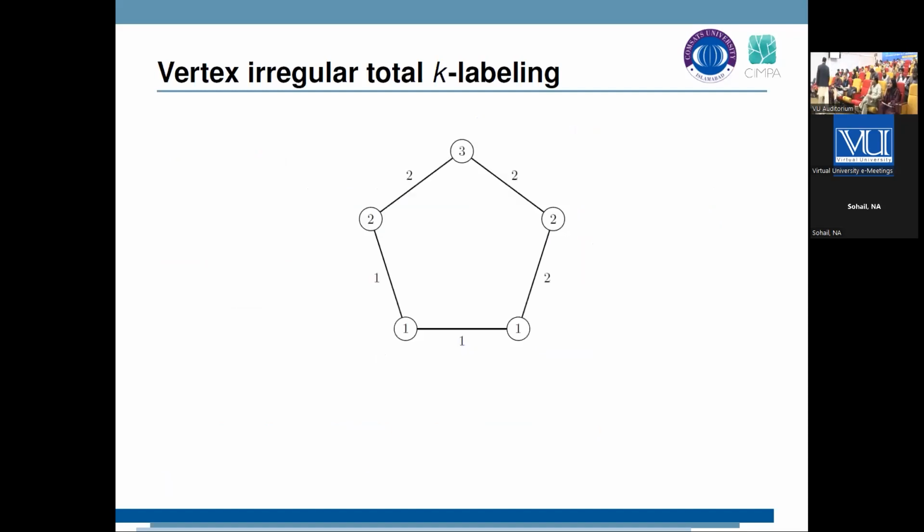Okay, so here we have an example. We have a cycle. We assign numbers to the vertices and edges of the graph, and we check the weights of the vertices, because we want a vertex irregular labeling. For example, for this vertex, it is 1 plus 1, the labels of the incident edges, plus the label of the vertex itself. And we do it for all the other vertices.